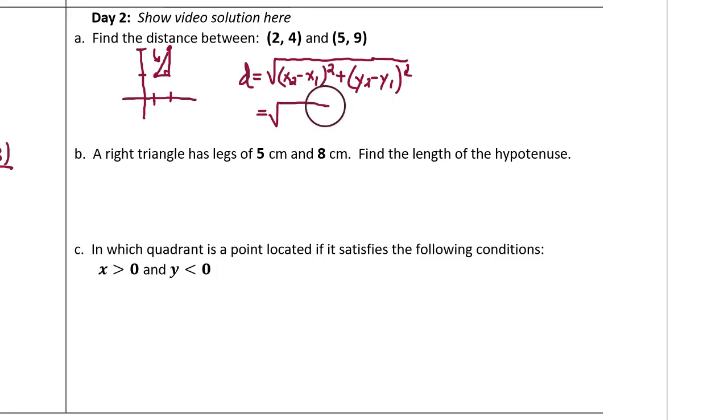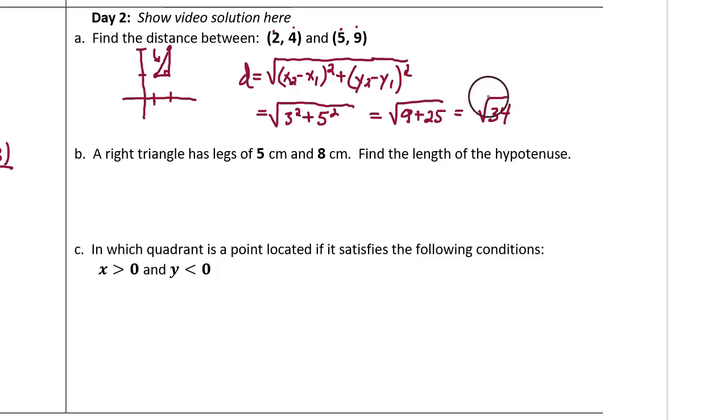So inside the square root, let's evaluate these pieces. Subtracting the x coordinates means to find how far it is between 2 and 5. That's 3 units apart. Subtracting the y coordinates means to find how far it is between the 4 and the 9. That's 5 units apart. So this becomes the square root of 9 plus 25, which is the square root of 34.